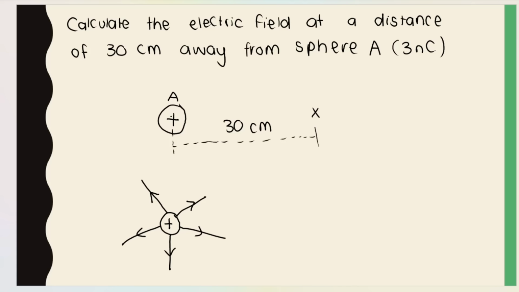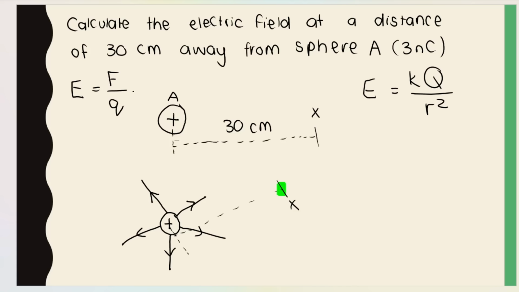They say at distance X, 30 centimeters away from sphere A. So they take from the middle of sphere A and they measure 30 centimeters. That is X. We want to know what is the electric field at that point. So 30 centimeters away from the charged object A. And they tell me the charge of object A. Now, because we want the electric field at a particular distance away from a charged object that created the field, we use this formula. I hope it makes sense that we don't use the other formula.